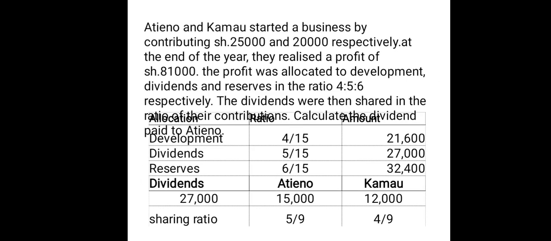Now we can have some statistics where we have the allocation. You can see I've written that table, the allocation ratio and the amount. Development was getting 4 over 15 of the whole amount, which is 21,600. Dividends was getting 5 over 15 of the whole amount, which you can clearly see I've written as 27,000. And reserves was getting 6 over 15 of the whole amount, which is 32,400.